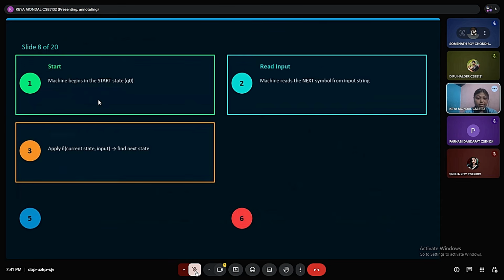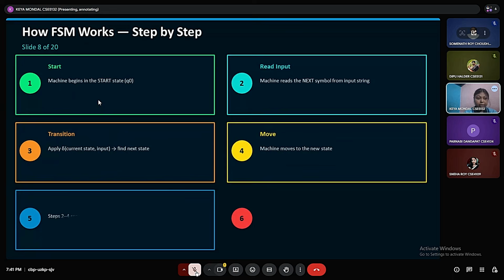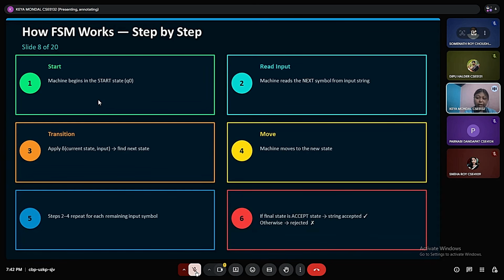Here we discuss how the finite state machine works step by step. First, the machine begins from the start state Q0, then reads input: the machine reads the next symbol from the input string, and then transitions. We find the next state and the machine moves to the new state, and repeats, and lastly the string is accepted or rejected.